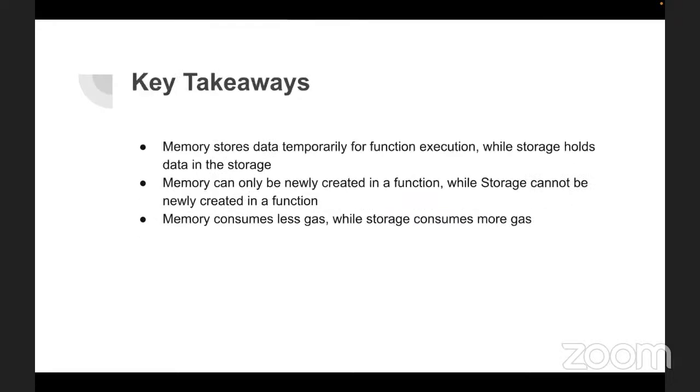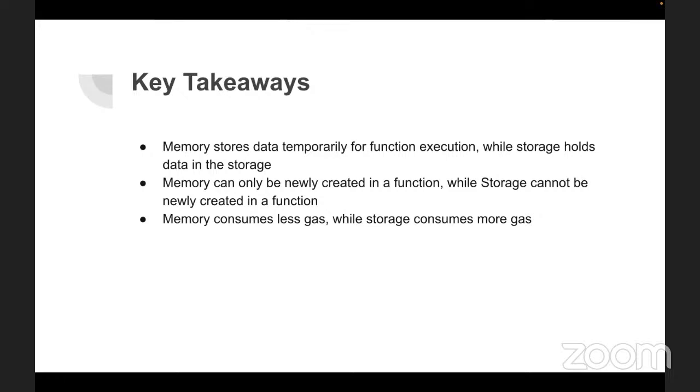So the key takeaways from here: memory stores data temporarily for function execution, while storage holds data in the storage. Also, memory can only be newly created in a function, while storage cannot be newly created in a function. Then lastly, memory consumes less gas, while storage consumes more gas.